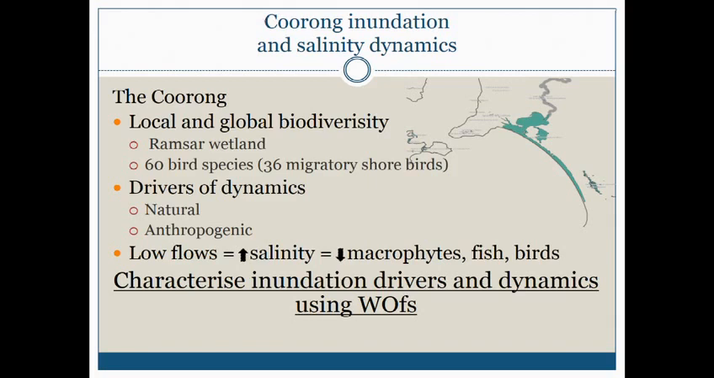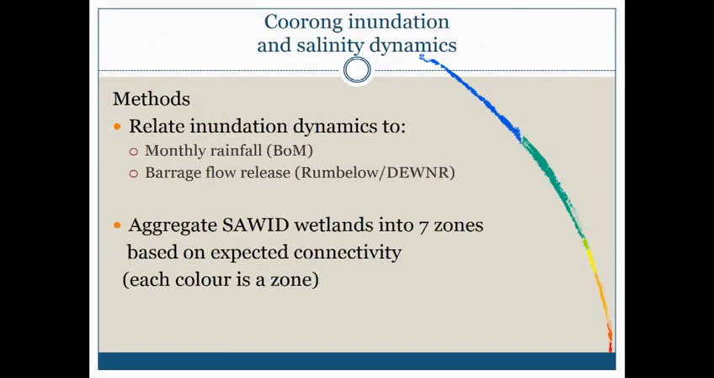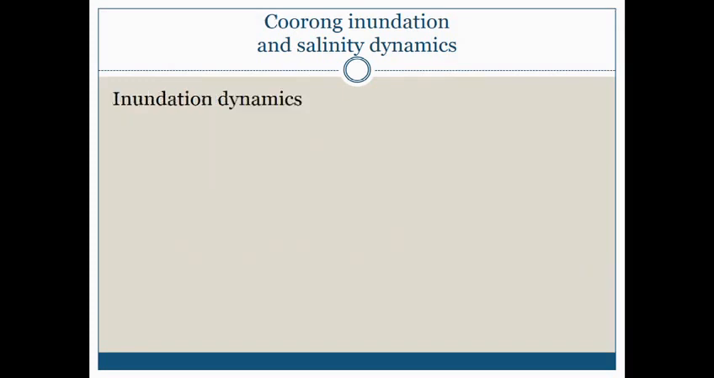This is a project that was done by one of our undergraduate students in one of her end of degree projects. She didn't have any experience in GIS or remote sensing. I'll skip through the reasons why the Coorong is important. Basically, what she did was aggregate the Coorong into these 7 zones and look at the inundation dynamics for these guys on an annual scale and compared them to monthly rainfall or annual rainfall.